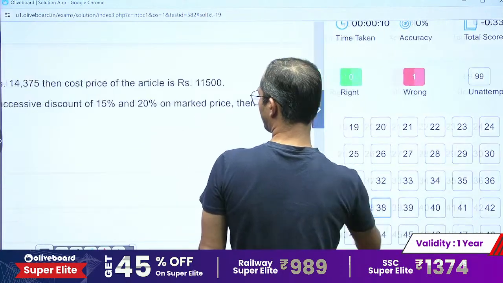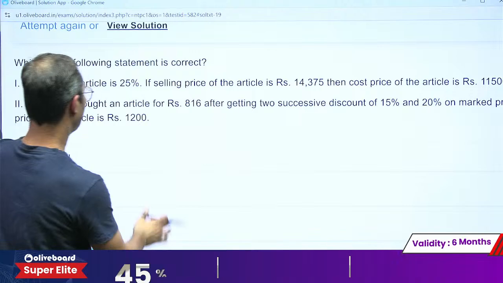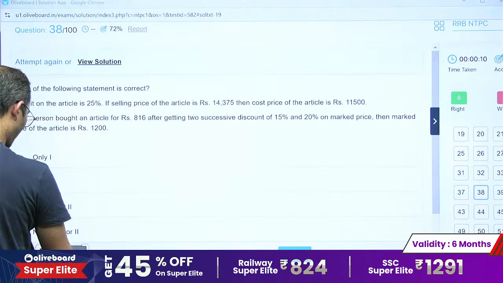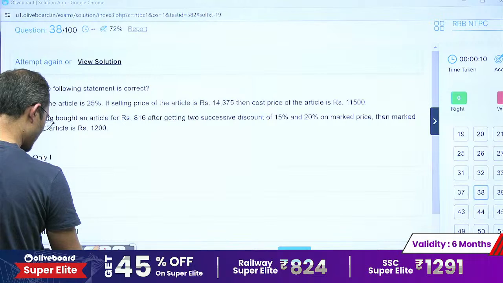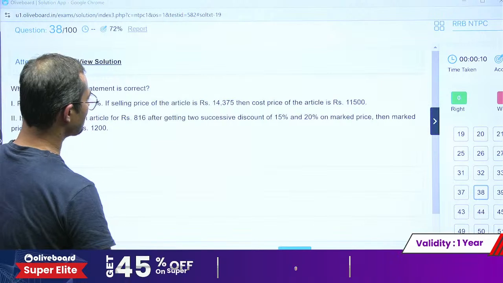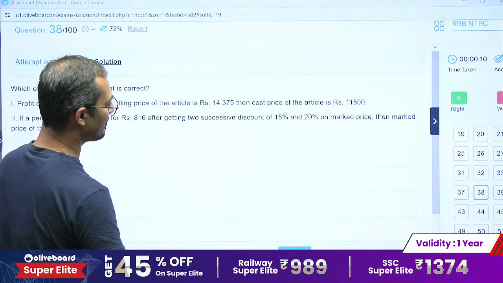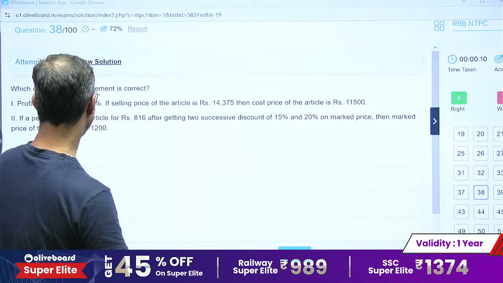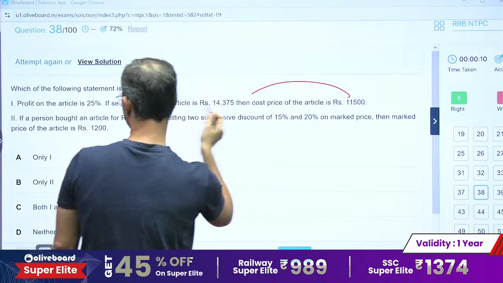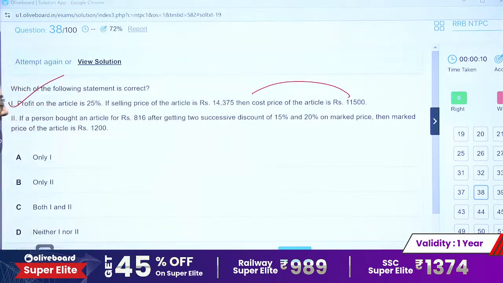Tell me what is the answer of this question. The question is saying, which of the following statements is correct? Profit on the article is 25%, if the selling price of the article is this many rupees, the cost price of the article is this. So we can say that it is 125% of this. So it is correct. When you calculate, you will see it is correct.